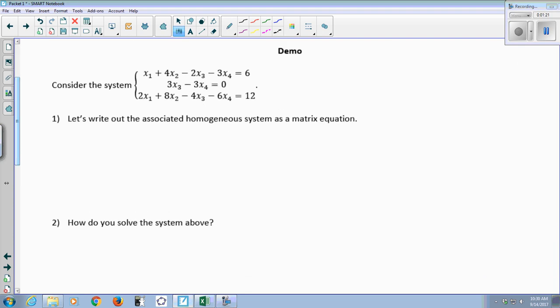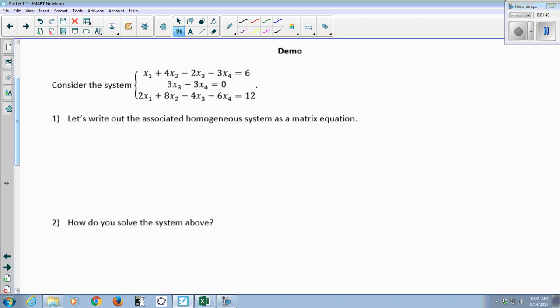All right, so here's a system of 3 equations with 4 unknowns. On the right side of the equal sign, those aren't all zeros. So this is a non-homogeneous equation. We're going to write out the associated homogeneous system, which means just take the right side of the equation and make it all zeros. That's the associated homogeneous system.